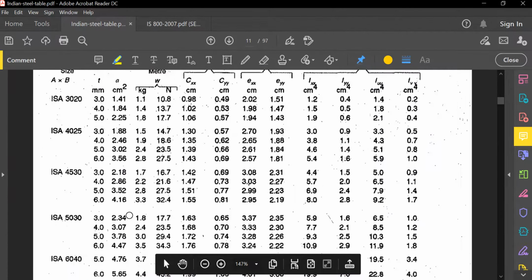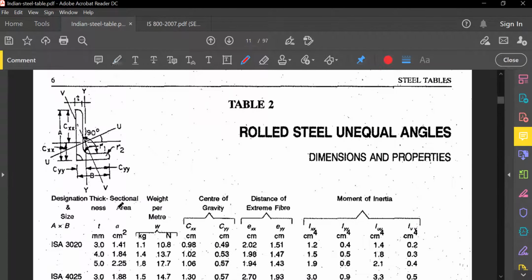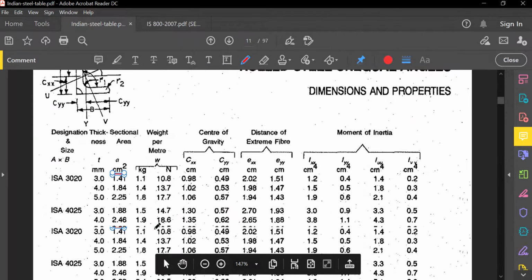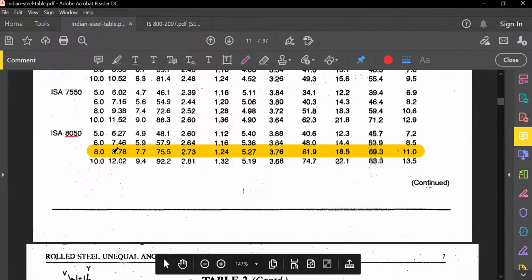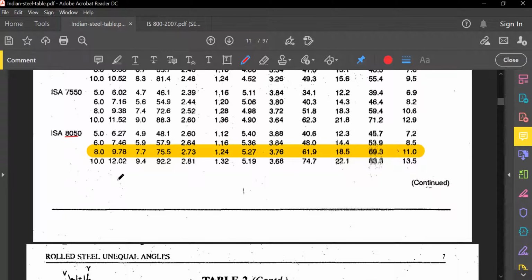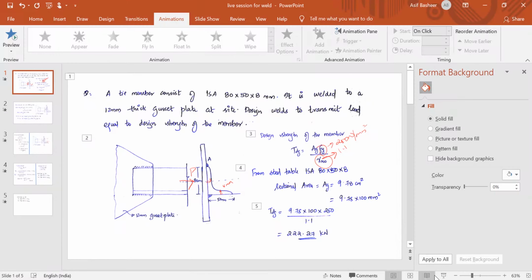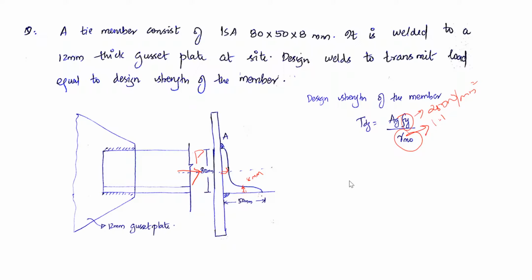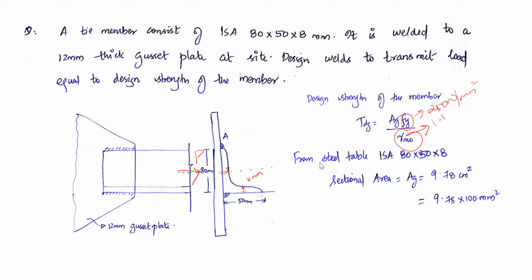So the gross area, see here, you can see the sectional area. Have you seen this? The sectional area in centimeter square is 9.78. For IS angle 80 by 50 by 8, the gross area, or sectional area, is 9.78 centimeter square. You will get this from the steel table. So from the steel table, the sectional area AG is equal to 9.78 centimeter square, which means 9.78 into 100 millimeter square.